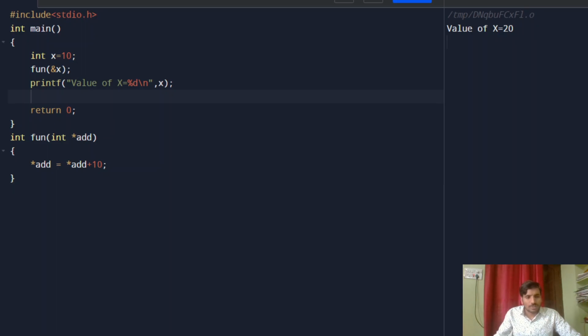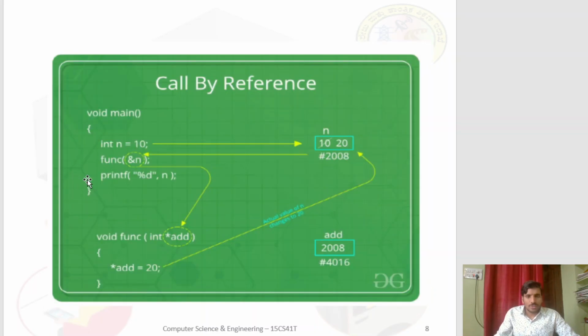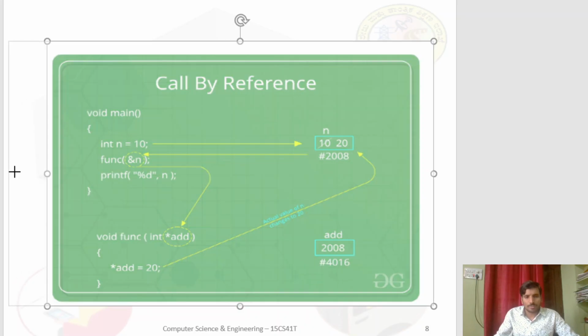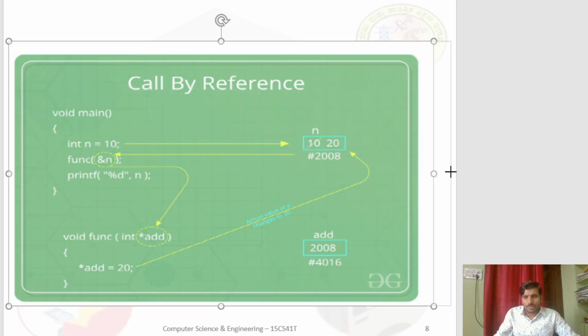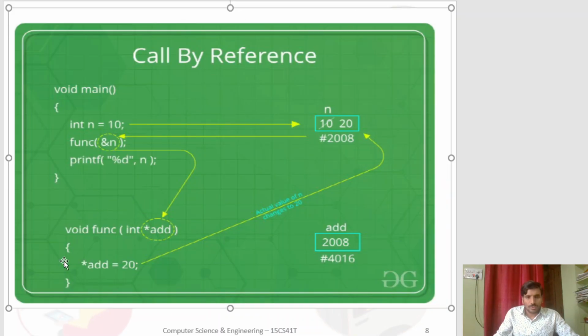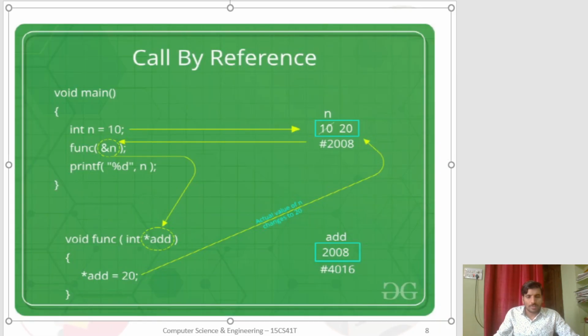Fine. So here are some examples shown for your visualization purpose. See it. This is call by reference mechanism or method. So what happens actually in the memory? You can understand by observing this example.